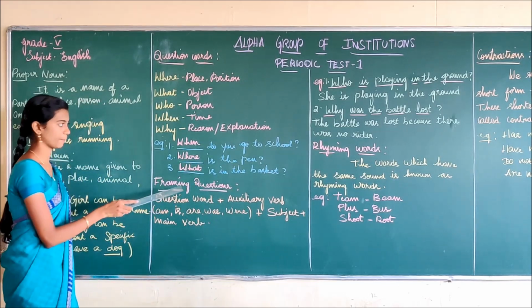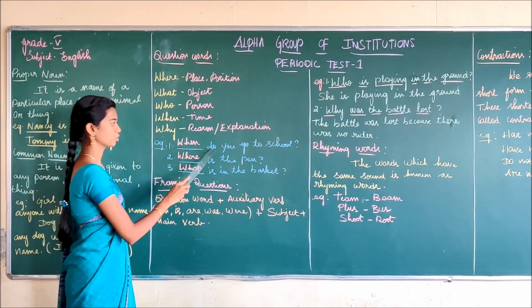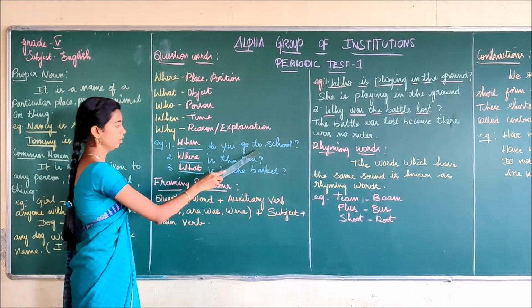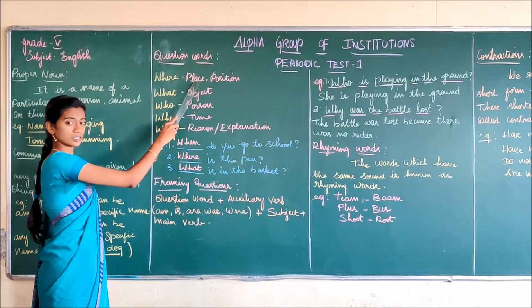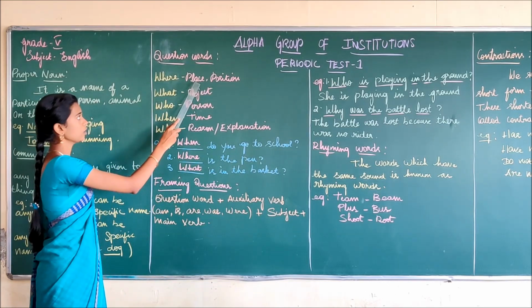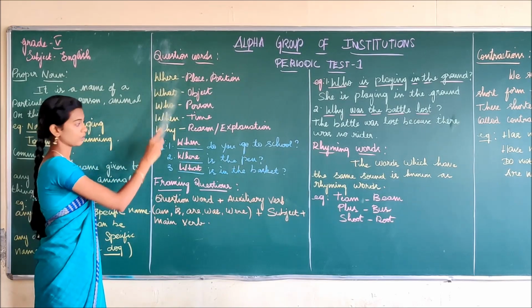So let us see the example. Dash do you go to school? So the school refers to the place. So what will you use as the question word for the place? Where.